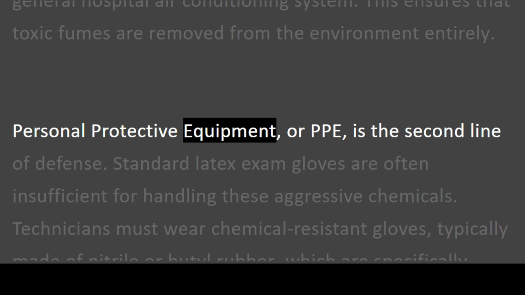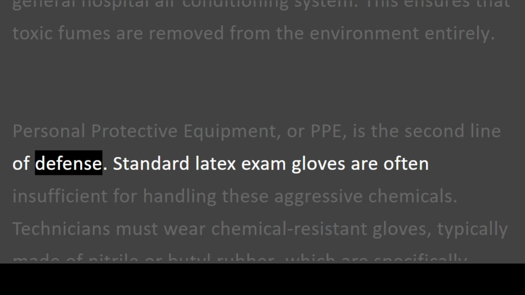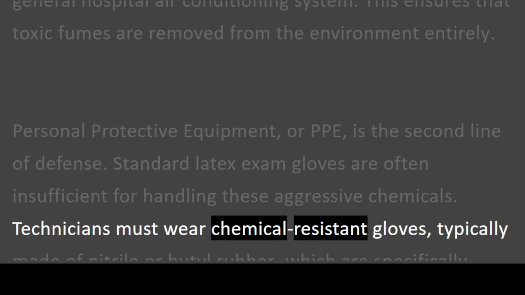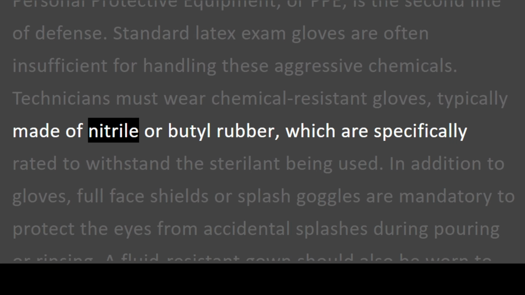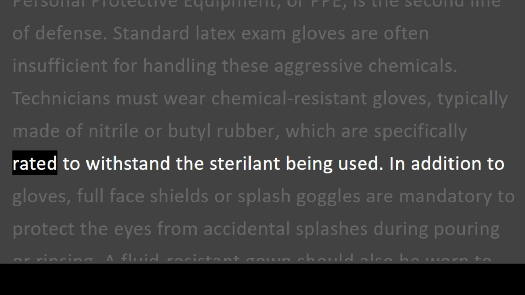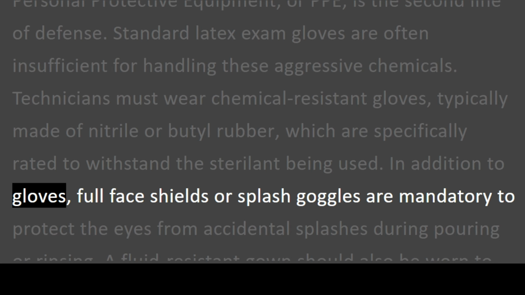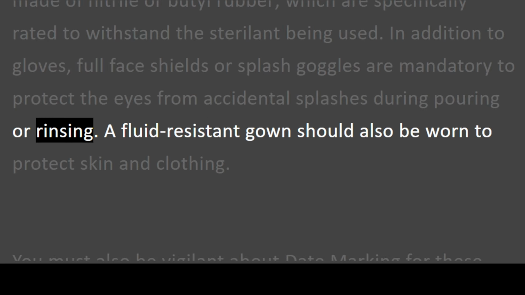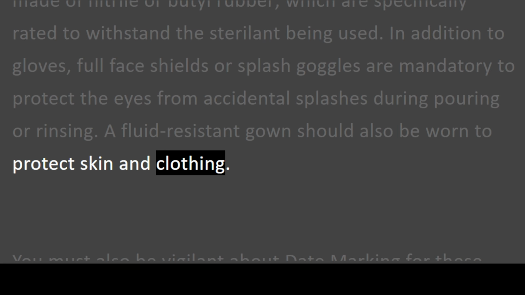Personal protective equipment, or PPE, is the second line of defense. Standard latex exam gloves are often insufficient for handling these aggressive chemicals. Technicians must wear chemical-resistant gloves, typically made of nitrile or butyl rubber, which are specifically rated to withstand the sterilant being used. In addition to gloves, full face shields or splash goggles are mandatory to protect the eyes from accidental splashes during pouring or rinsing. A fluid-resistant gown should also be worn to protect skin and clothing.